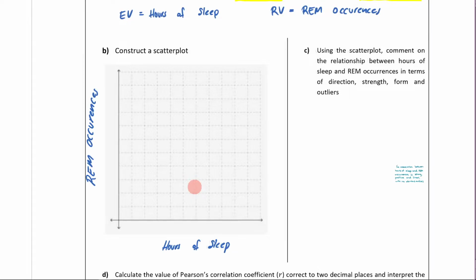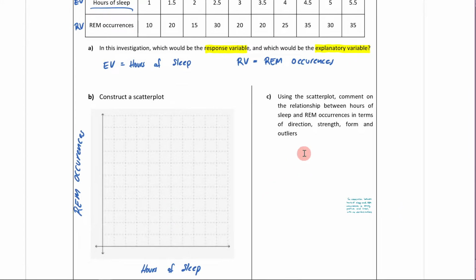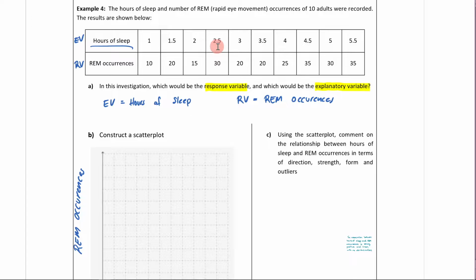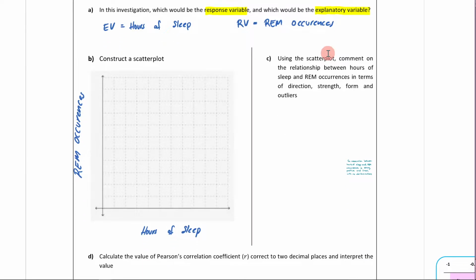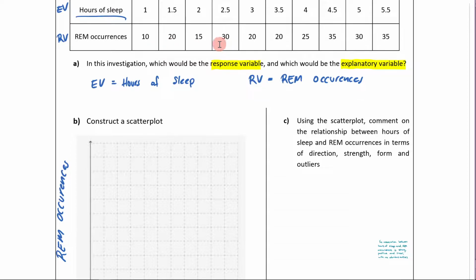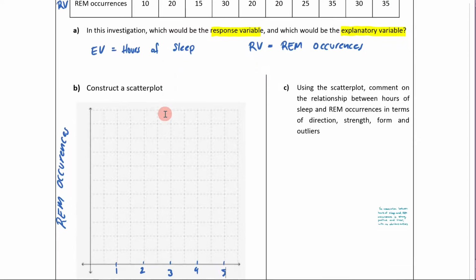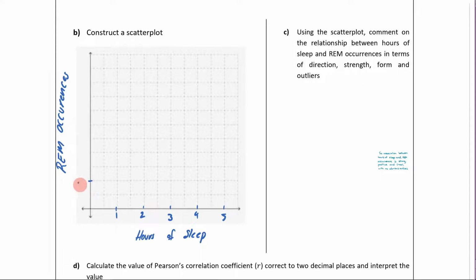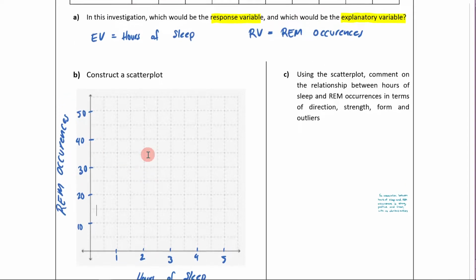Then once we've done that, we need to scale our axes here. Let's have a look and just see if we can figure it out. We've got 1, 1.5, 2, 2.5, and all the way up to 5.5. So what I'm going to do here is skip every second one and go 1, 2, 3, 4, 5. And then over here, I'm going from 10, 20, my highest one is 35. So I'm going to go up by 10s, again, skipping one each time. So 10, 20, 30, 40, 50 there. Perfect. Having now done all of that, we're just going to plot the points.